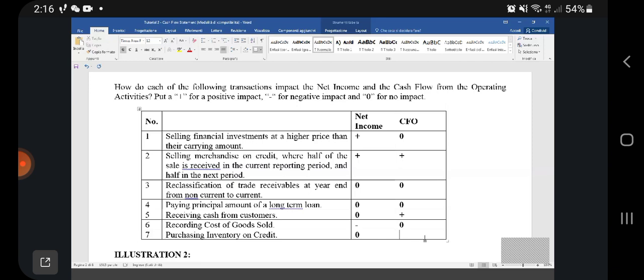Zero impact. What about the cash flows from operations? Money. Negative. As this purchase is on credit, that means that we have not paid anything, zero. We have not received anything, so zero. Okay. No impact on cash flows from operations.